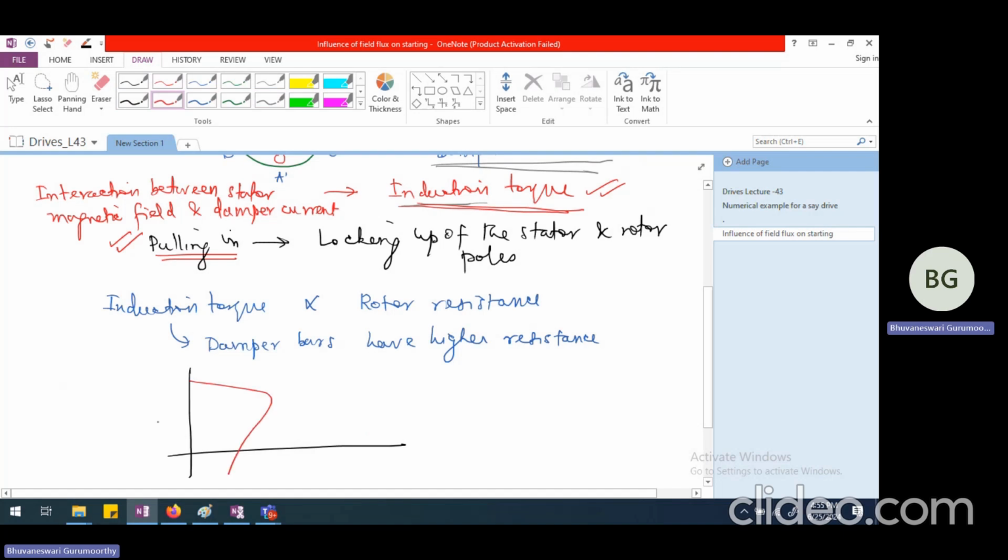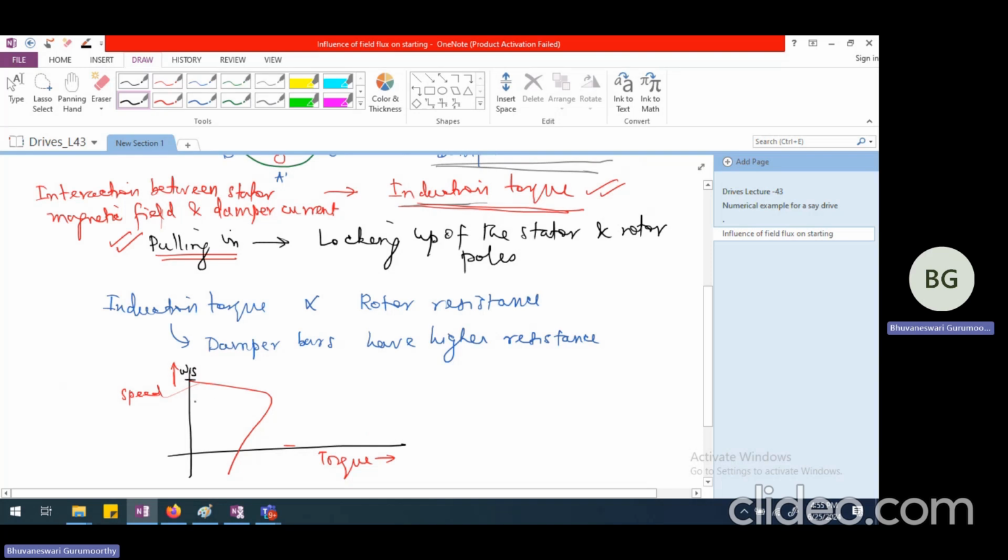This is how we drew the characteristics of the induction motor. So this is the torque, and this is the speed. We drew the torque along the x-axis, and this was the speed. So this speed is the synchronous speed. So whenever you have the rotor running at synchronous speed, there is no induction torque at all. There will be only synchronous torque, provided I turn on the field supply.